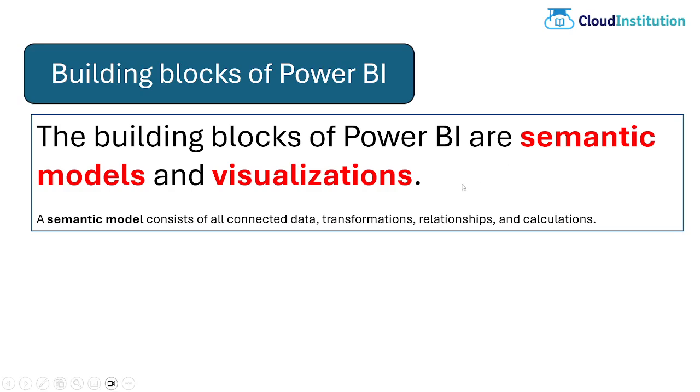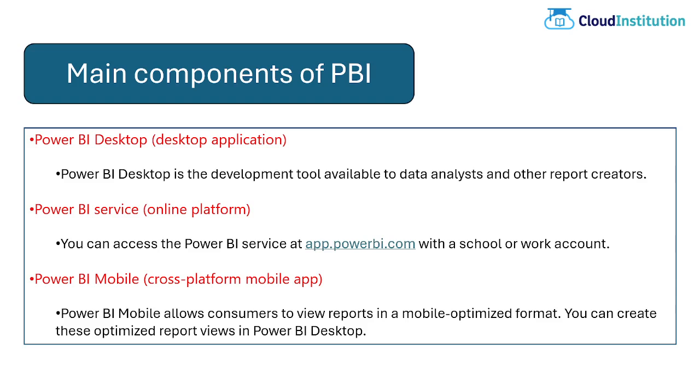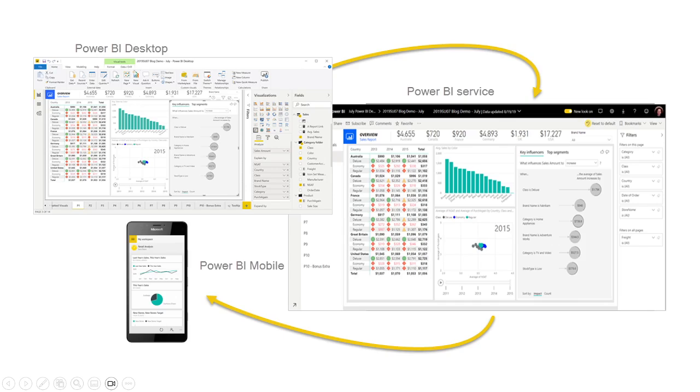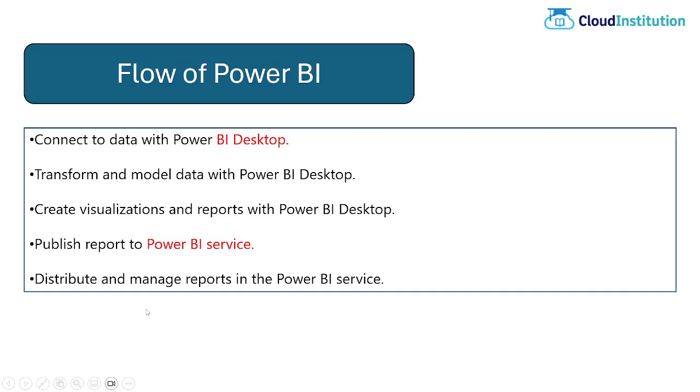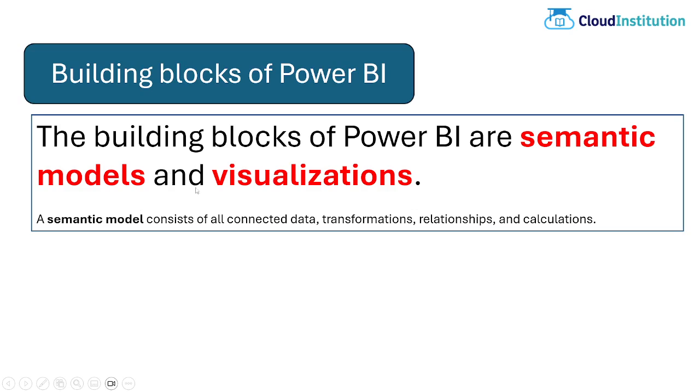So just to give you a summary, if I go back here, we saw how basically the components of Power BI are the desktop, service, and mobile app. The flow is whatever we do using the desktop application, then you move it to the Power BI service, and from there you can pull it to your mobile devices. And if you look at the components, basically we have semantic models and visualizations. These are the components or building blocks of a Power BI total delivery.